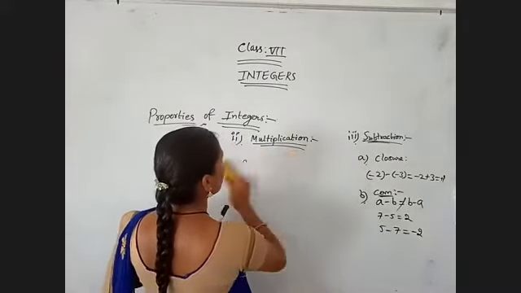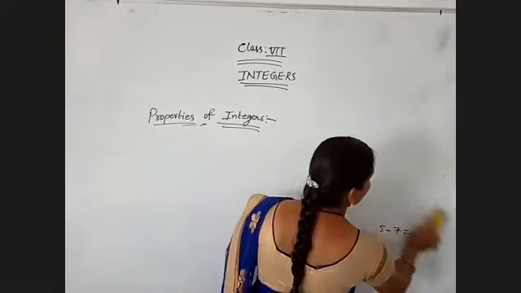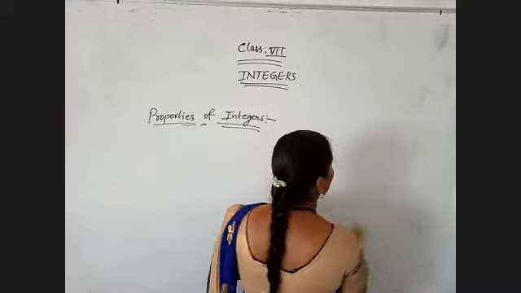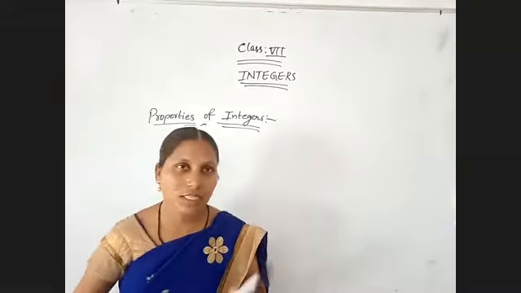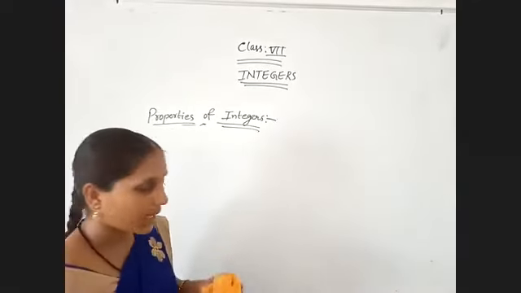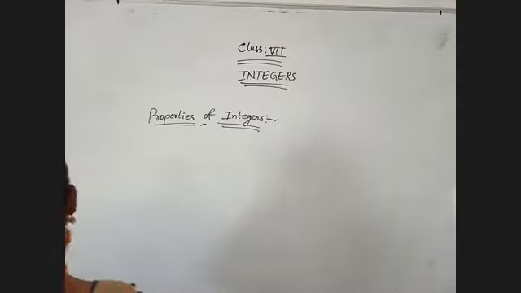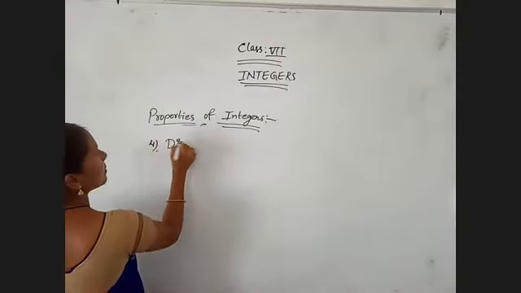First we studied whole numbers in our previous class. Now we are talking about integers, and in the coming classes we are going to learn the same properties for rational numbers, real numbers, and so on. Now coming to the next property, the distributive property.